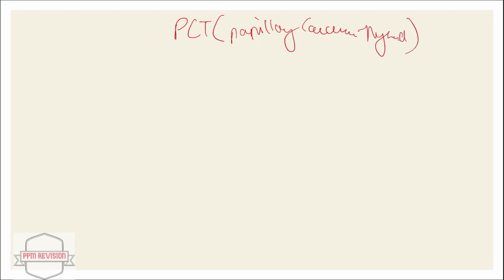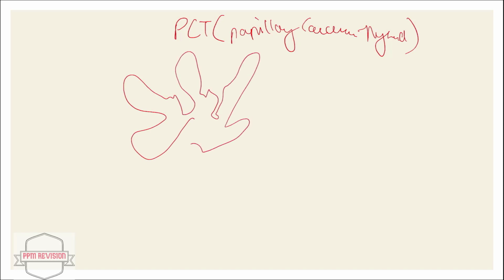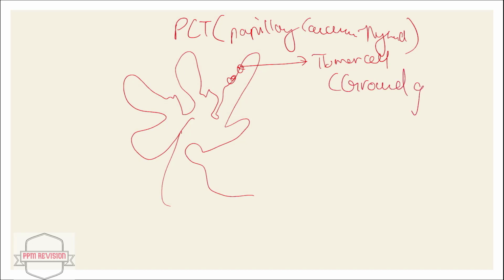Okay, next moving on, we'll be looking at a famous characteristic of ground glass appearance. Can you guess which one it is? Yes, it is the PCT, papillary carcinoma of thyroid, right? So here we'll draw some. Okay, so this is just rough. So here we have ground glass appearance. This is nothing but tumor cells. And tumor cells have the ground glass appearance.